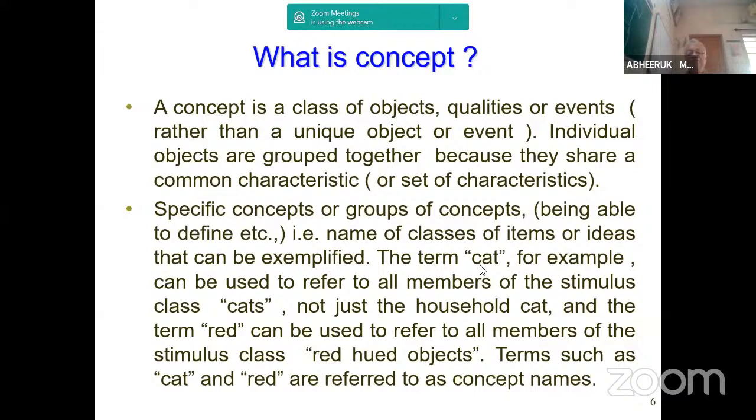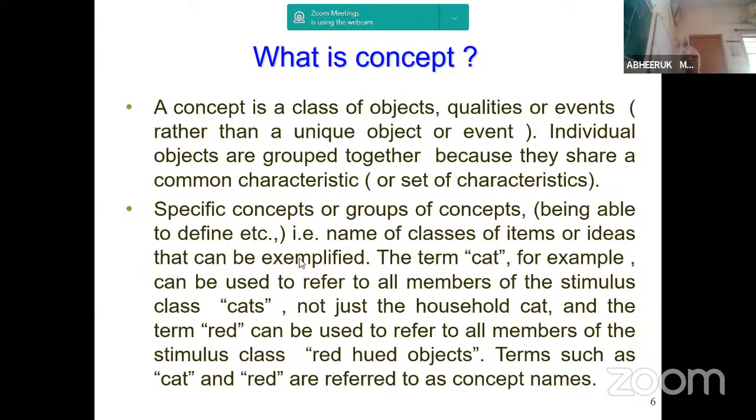Like here we are giving some examples. Suppose cat. So many animals are there. A particular group of animals have some characteristics and we categorize that group as cat. So cat is a concept. Specific concepts or groups of concepts are the names of classes of ideas, items, ideas that can be exemplified.